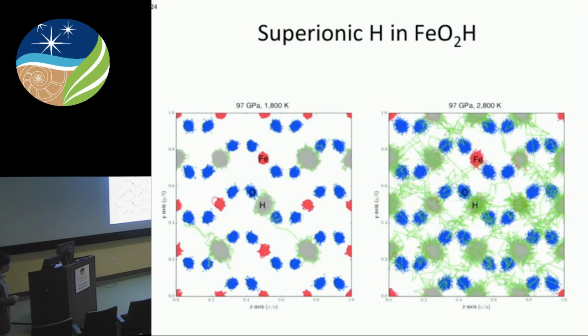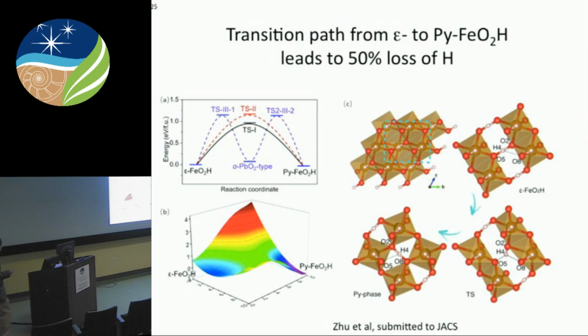Then we conducted another type of calculation, trying to calculate the reaction path from the epsilon phase to the pyrite structure. It goes through several paths. TS1, 2, 3 are the actual transition paths, to finally, the final state is this pyrite structure. And the conclusion is that for this structure, you have all the hydrogen preserved as one, the formula correct. But once you get to this, it can be anywhere, and going through those paths, it's likely to lose 50% of the hydrogen. So that's also consistent with what we saw, that the unit cell volume is close to like 50% hydrogen loss.